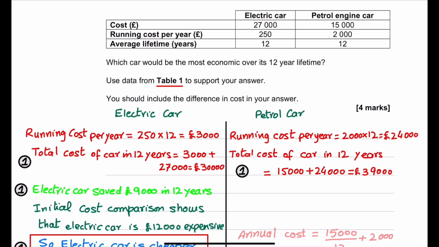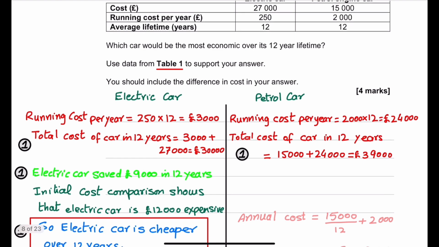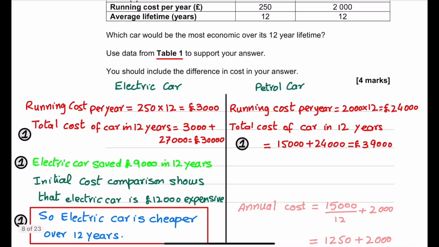We can see that the total cost for the electric car is 30,000 and that of the petrol car is 39,000. So the electric car is saving 9,000 pounds in 12 years. If we look back here, the initial cost for the electric car is 27,000 and the petrol car is 15,000. Students make a mistake by saying that the petrol car is more economical because the initial cost is low as compared to the electric car. But they usually ignore the running cost per year. So we will see that the electric car is cheaper over the 12 years.